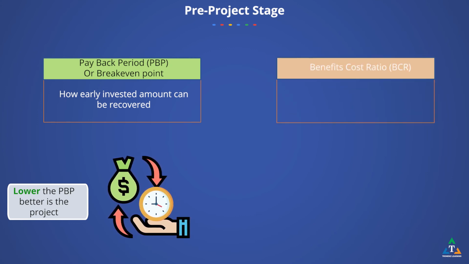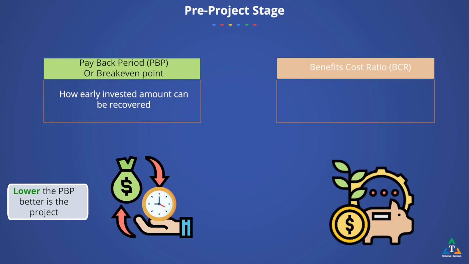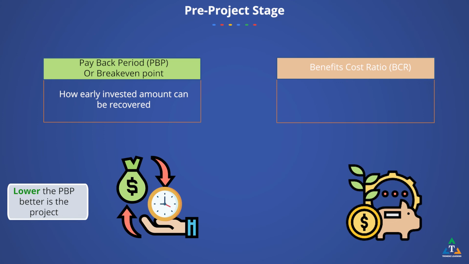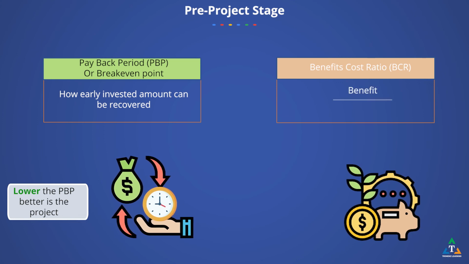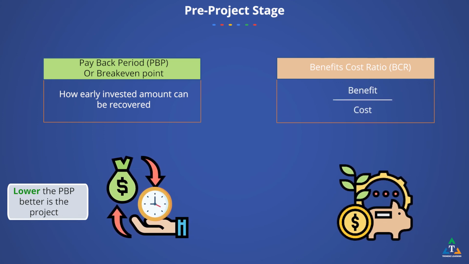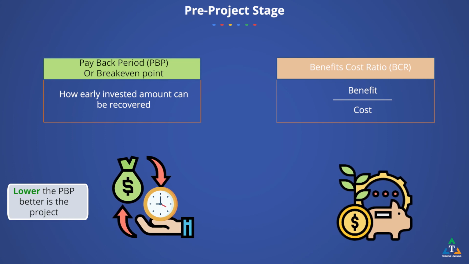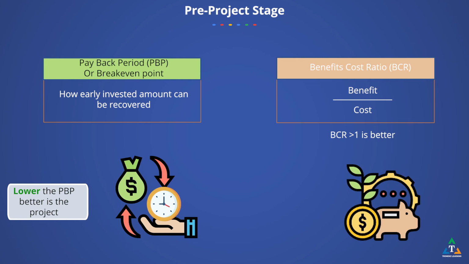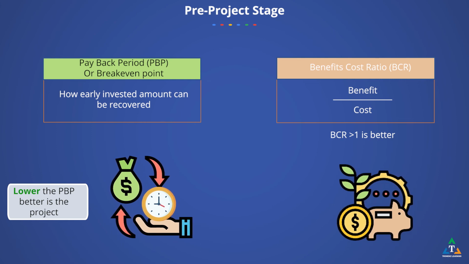Cost-benefit analysis, CBA, is yet another popular project selection technique. Benefit-cost ratio compares the benefit or revenue of a project with the cost of investment of a project. Any project with a benefit-cost ratio higher than 1 means the project will be profitable.